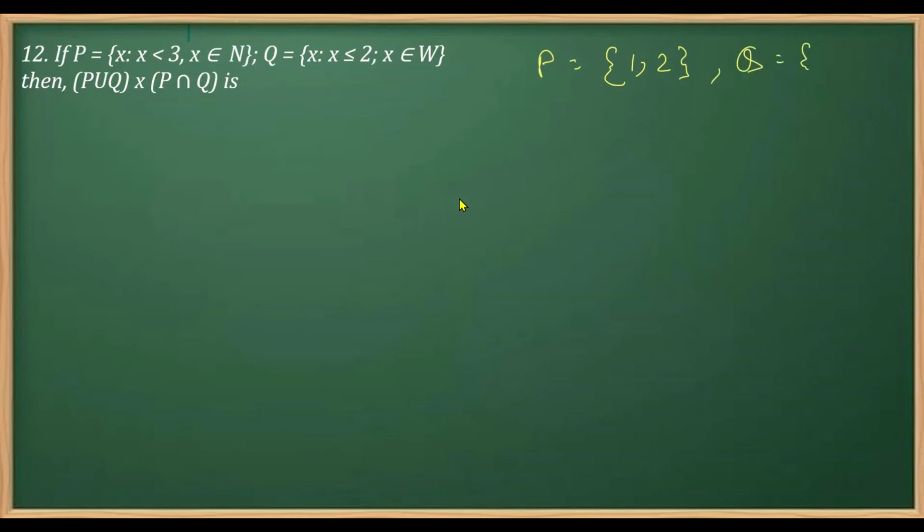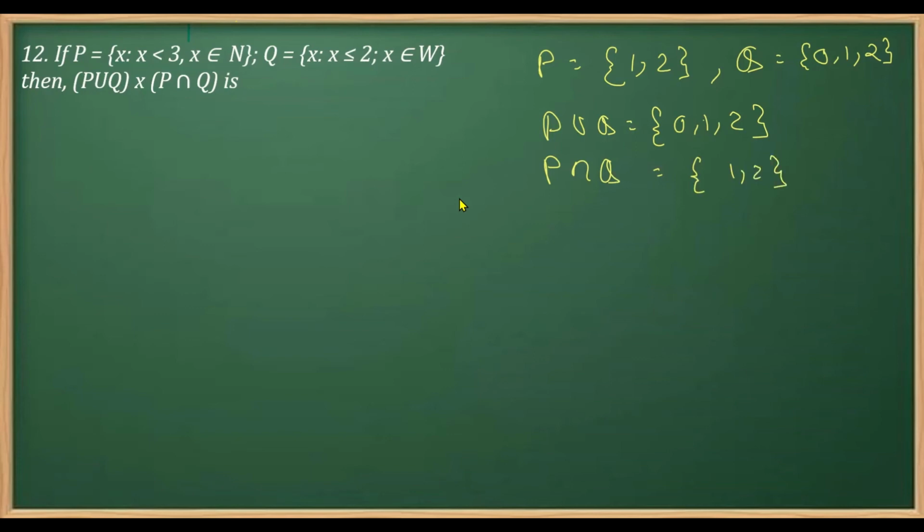And Q is a whole number, but has to be less than or equal to 2. So it will include 2, and whole numbers start with 0, so that's why it's 0, 1, 2. Now we first have to get P union Q. So P union Q will be a set comprising the union of these, which is clearly 0, 1, and 2. And P intersection Q is the common elements of P and Q, and this is 1 and 2.